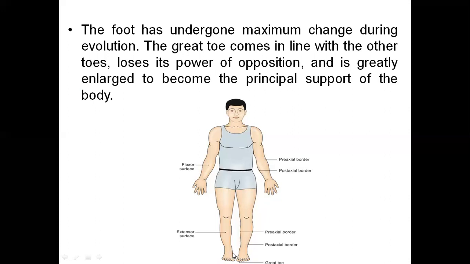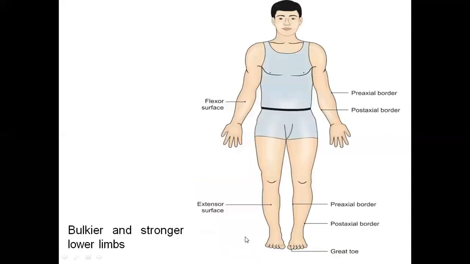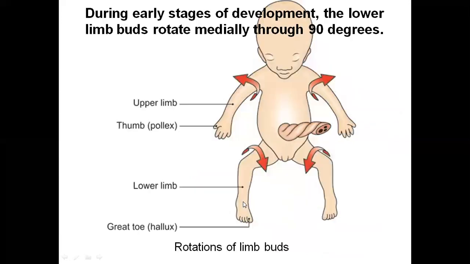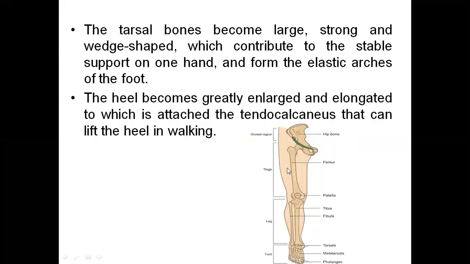That means the great toe is now taking the major part in giving support to the body. It is helping in withstanding the body weight. So what happens during embryonic development? During early stages of development, the lower limb buds rotate medially through 90 degrees.